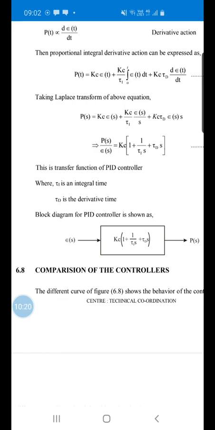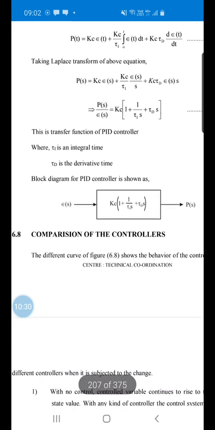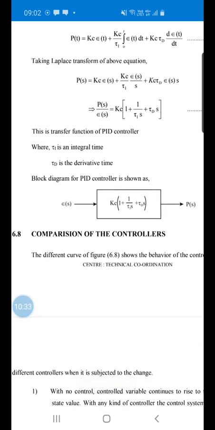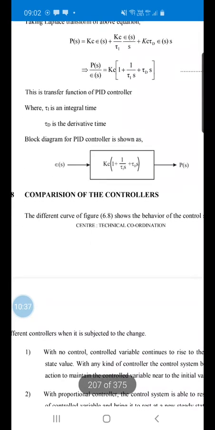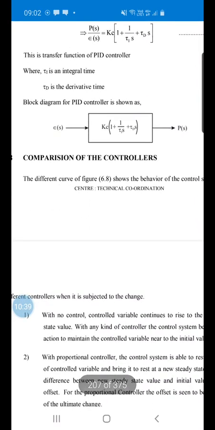So you can see the first term is for proportional action, the second is for integral, and the third term indicates the derivative action. So this is how you can find out the transfer function for the most important controller, that is the PID controller. This will be the block diagram for the controller.